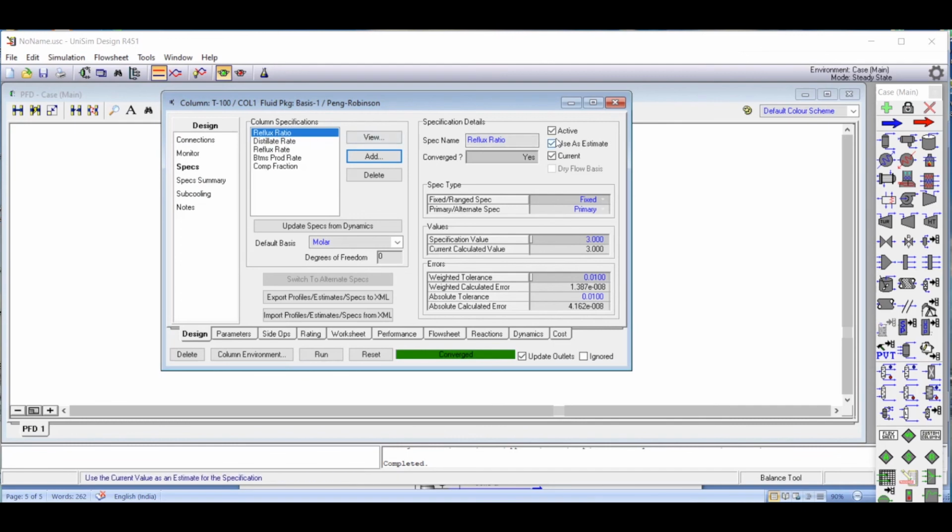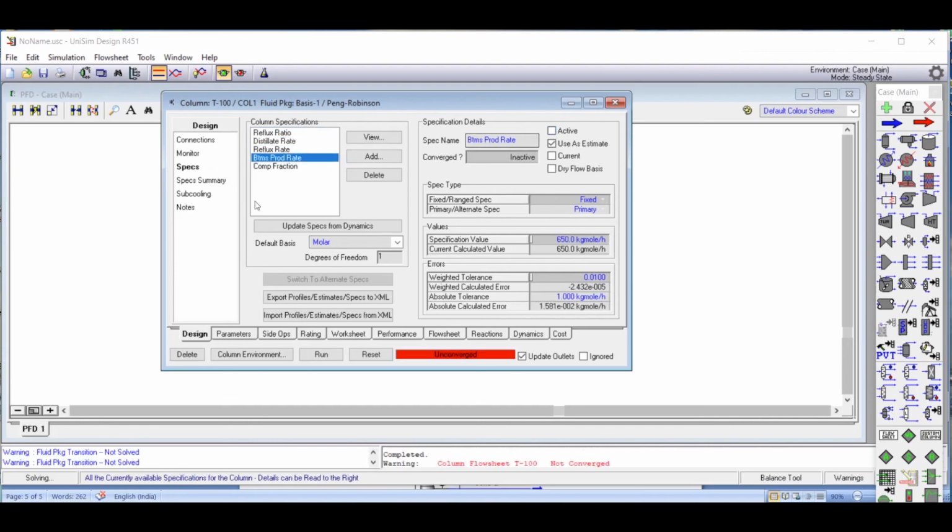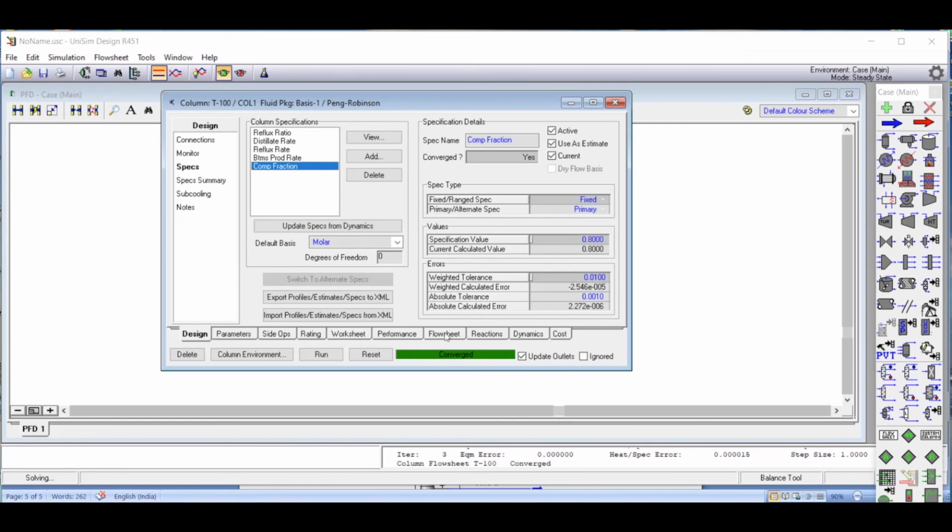Once you have done that, let us go here. Reflux ratio will of course remain active. Distillate rate is not active. Reflux rate is not active. Bottom rate, which was active before, we check it out. Now the component fraction has to be taken into account, because I said 2 degrees of freedom have to be satisfied. So what are those 2 degrees of freedom? Reflux ratio and the component fraction. Once you do that, you do the reset and you run.